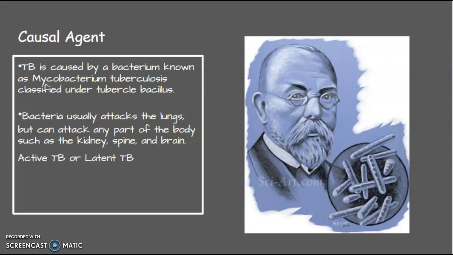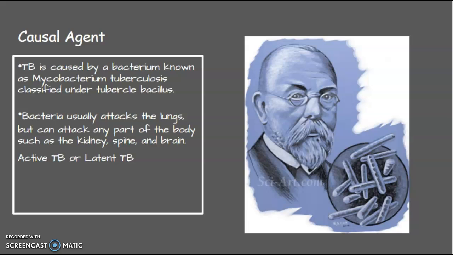TB is caused by a bacterium known as Mycobacterium tuberculosis, classified under tuberculobacillus. The bacteria usually attacks the lungs, but it can also attack any part of the body, such as your kidney, spine, and the brain. There are also two types of TB, one which is active and the other is latent. The bacterium is only visible under high magnification, where one can see the cell wall configuration of the bacterium, considered a gram-positive bacteria.